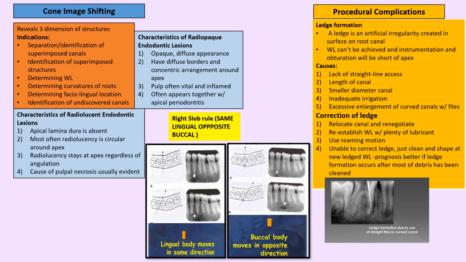Now radiolucent endodontic lesion, always remember whenever you have an endo condition, the tooth always turns non-vital. Apical lamina dura is absent. And in a radiopaque condition, the tooth can still be vital, there can be radiopacity with diffuse borders.